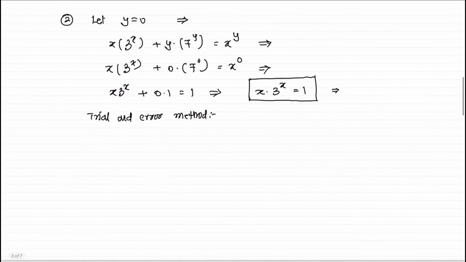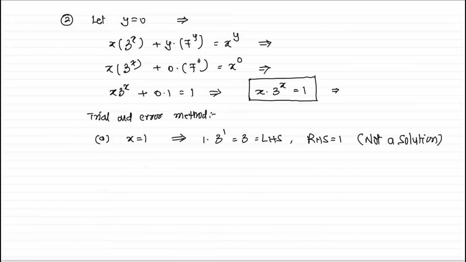Here I am explaining the method where calculators are not allowed. Now, let us say, as a first step, first trial, x is equal to 1. What it implies? 1 into 3 to the power of 1, that is equal to 3. This is the left hand side. Right hand side is equal to 1. Hence, x is 1, not a solution, as left hand side is not equal to right hand side.